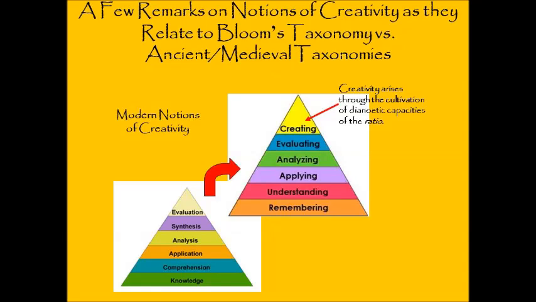So, a few remarks on notions of creativity as they relate to Bloom's taxonomy versus ancient or medieval taxonomies, right? Here's your modern notion of creativity. There's the Bloomian taxonomy. Lots of times what people do is they talk about creating at the top of the taxonomy here, right? Creating arises through the cultivation of noetic capacities of the ratio. That's lots of times how we talk about it nowadays. You become creative through learning how to do all these other things.